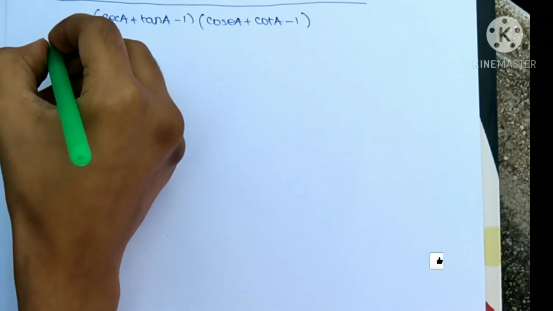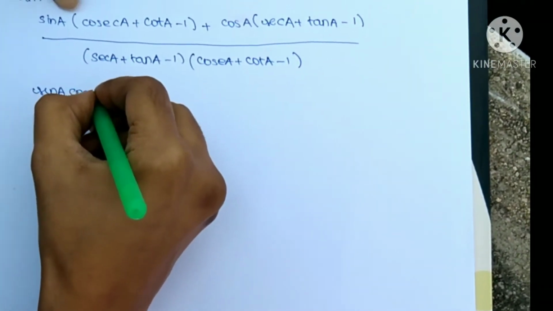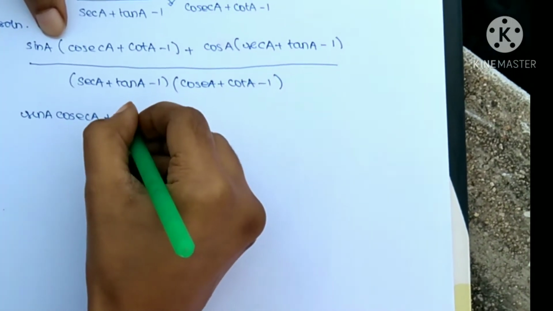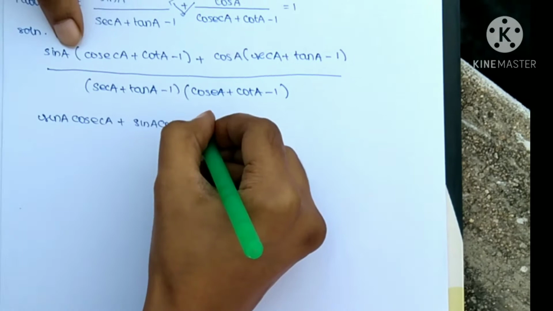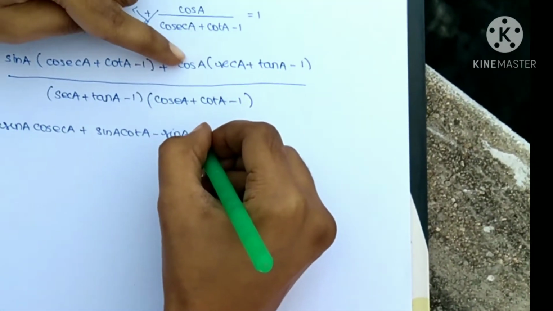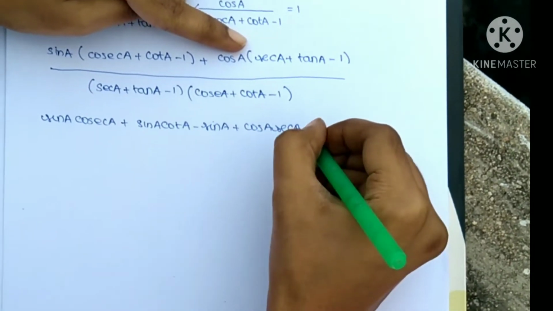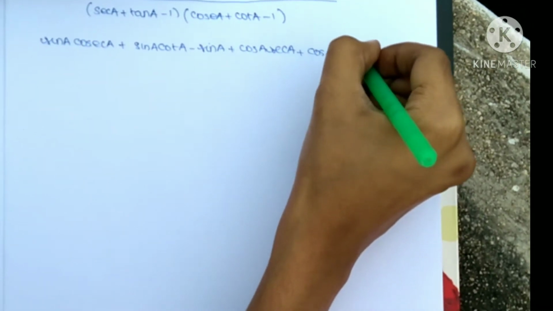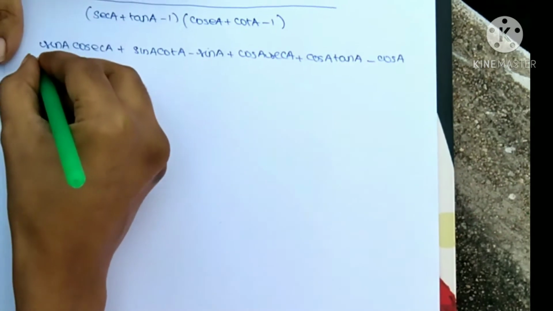Okay, now multiply inside. Just sin A into cosecant A plus sin A into cot A minus sin A. That's all. Multiply everything. Now cos A into secant A plus cos A into tan A minus cos A.